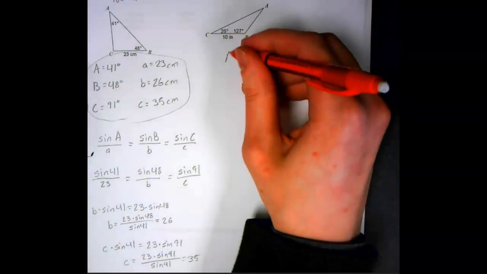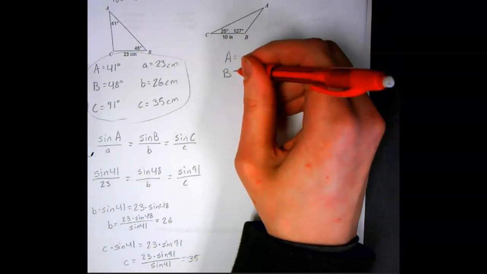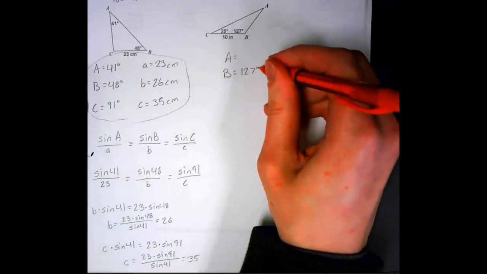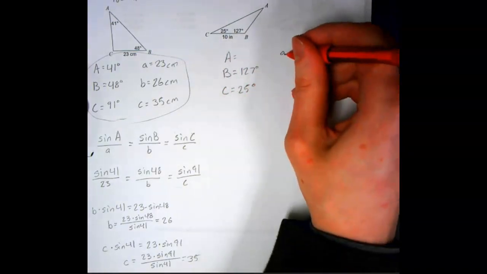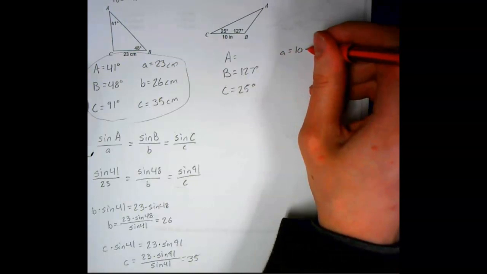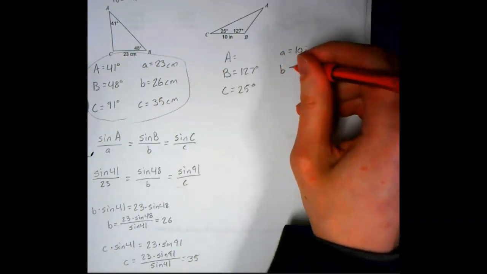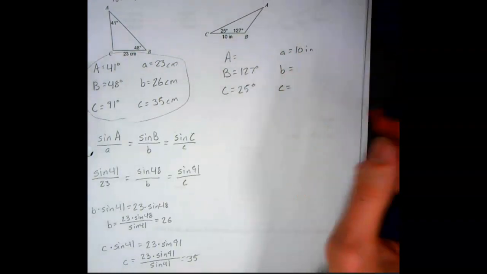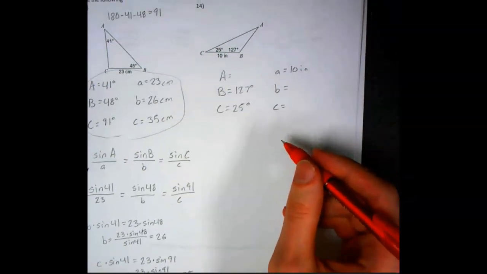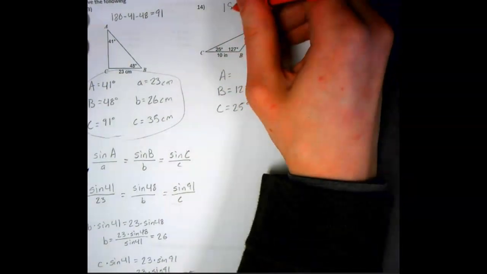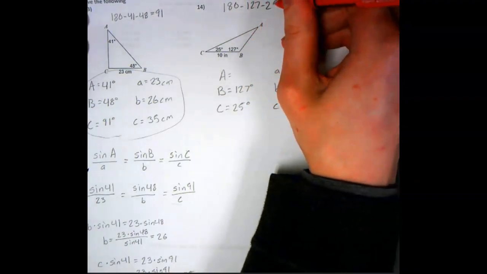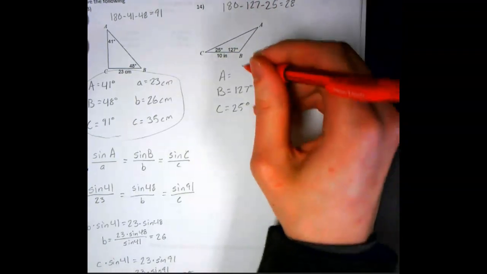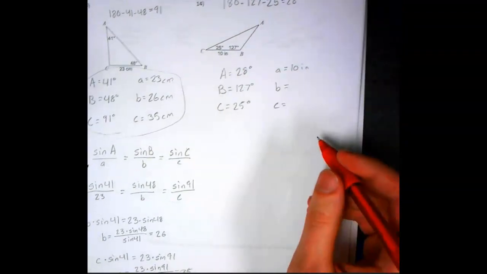So we don't have angle A. Angle B is 127 degrees. Angle C is 25 degrees. Side A is 10 inches. Side B, we don't know. Side C, we don't know. Again, just like last time, we'll solve for angle A first. So 180 minus 127 minus 25 is going to equal 28. So 28 degrees. Now we have to do that same thing.